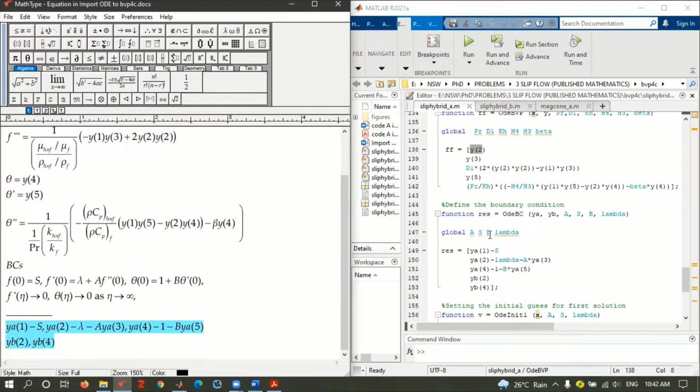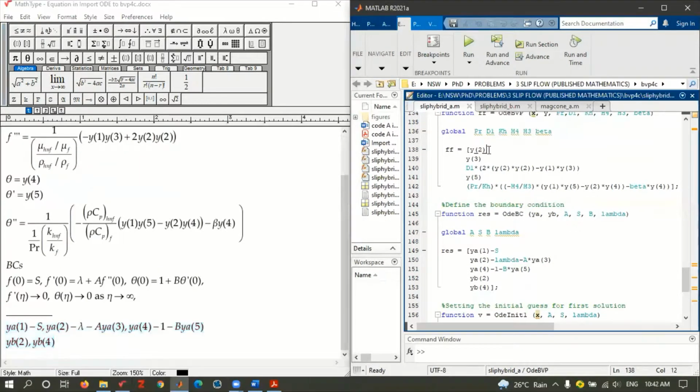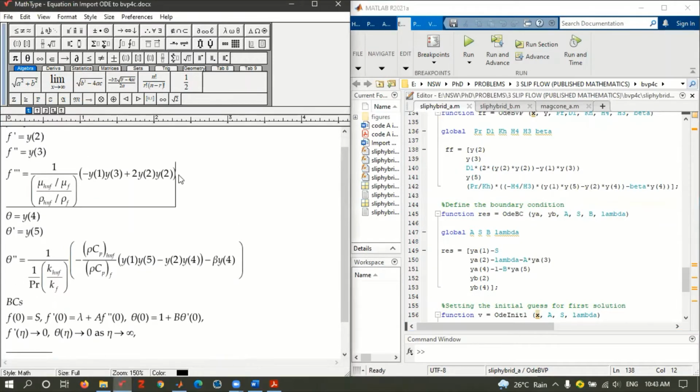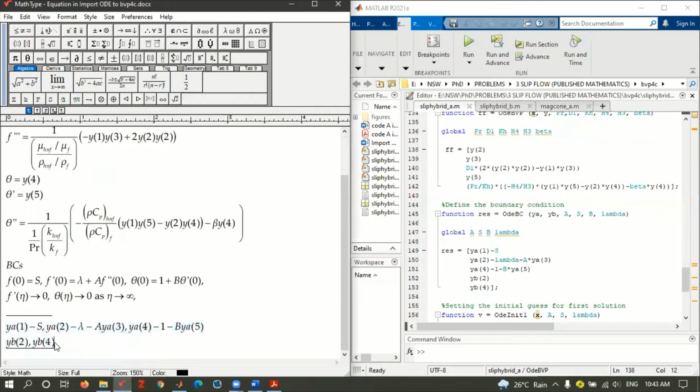As we can see here, there are 5 items for each of these. So we have 1, 2, 3, 4, 5, and the same goes for the boundary condition. There are 5 items, meaning that the system is right. Okay, so that's all for this video. See you in the next one.